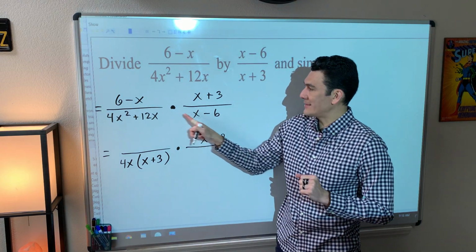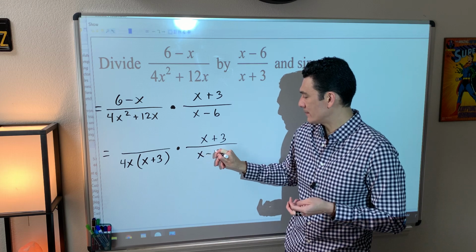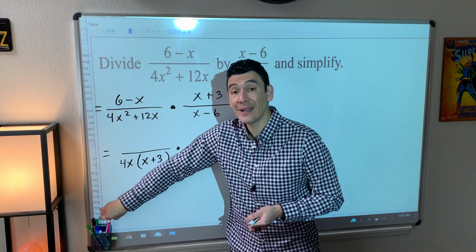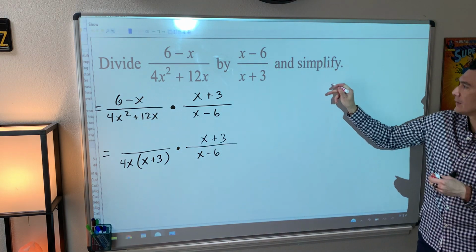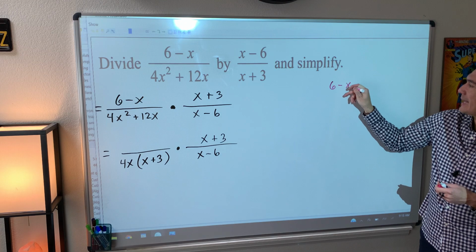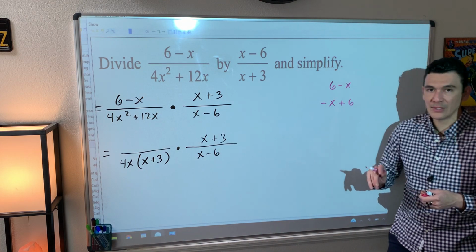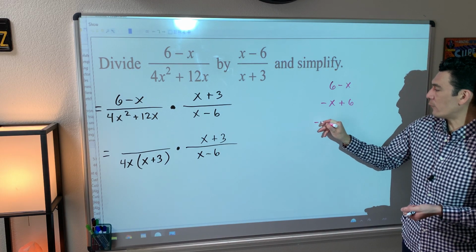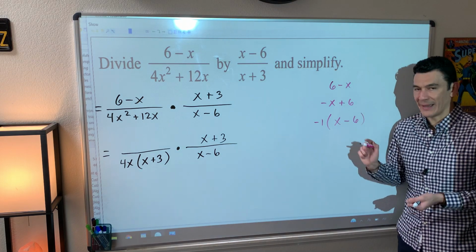These guys look the same, but they're backwards. I like this one because it's the letter first. I'm going to keep that one. But this one, nuh-uh. Watch what we can do here. I'll do it in pink. A quick timeout. You see how it says 6 minus x? Watch what we can do. 6 minus x is the same as negative x plus 6, right? You can switch the order. If I take out a negative 1, I would be left with x minus 6.